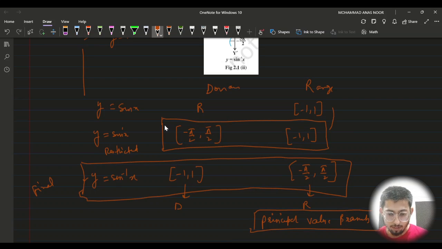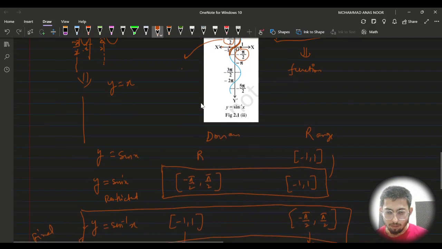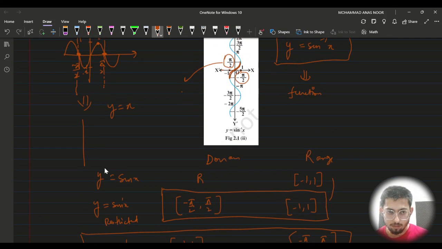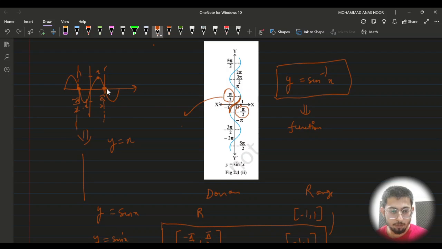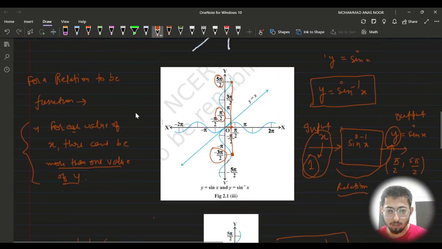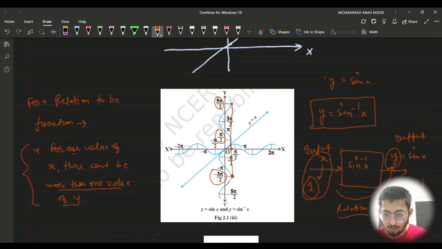You could have asked one question here. You could have asked why we should restrict this from minus pi by 2 to pi by 2, right? Only because we could have restricted it maybe from 0 to pi as well, or 0 to 2 pi, sorry, isn't it? Won't that be like, I don't know.